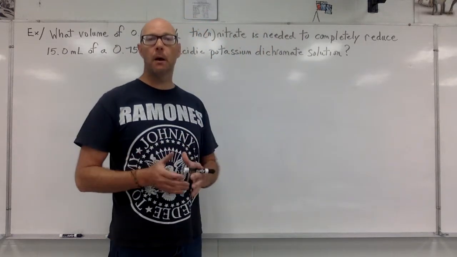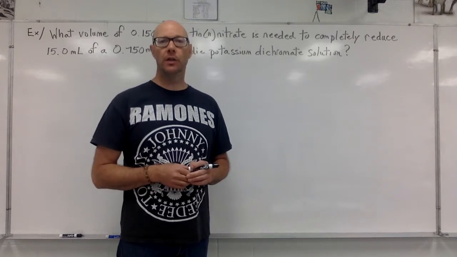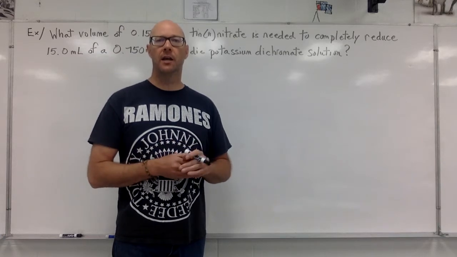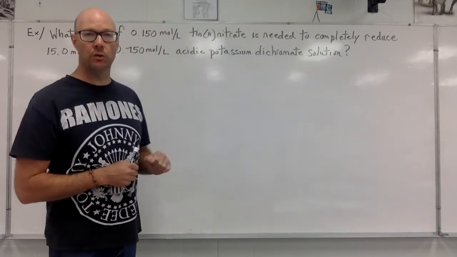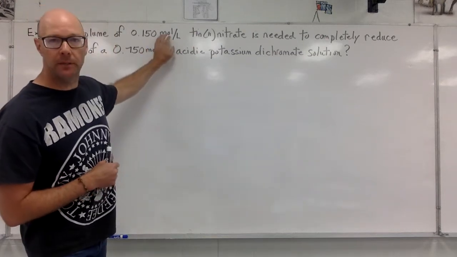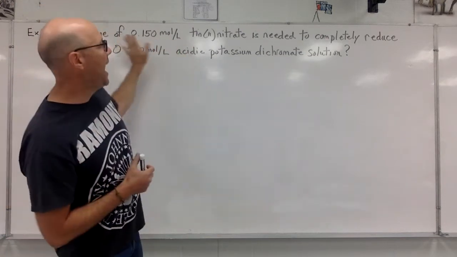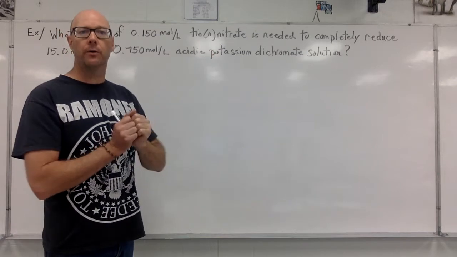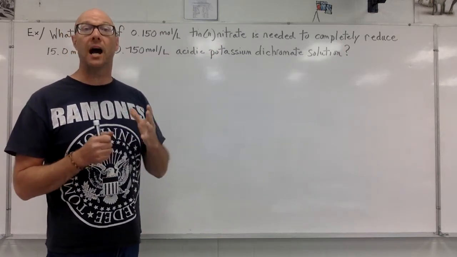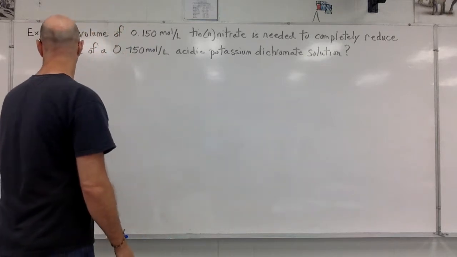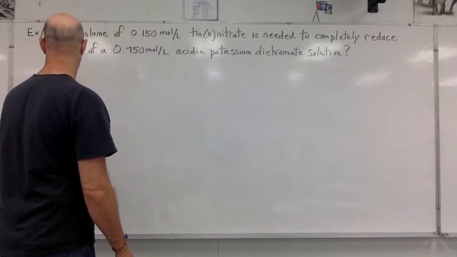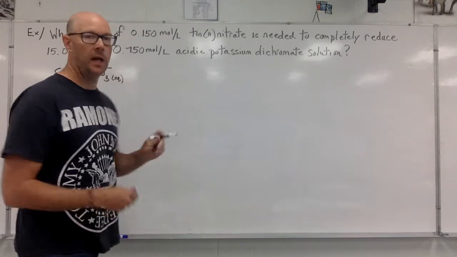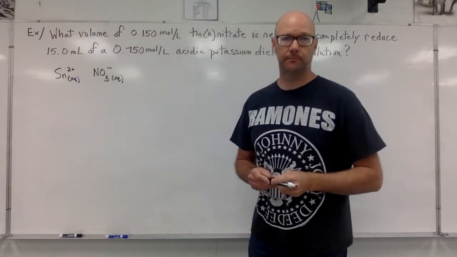Our first job is to come up with the net ionic equation. We're going to do that by following the five-step method, the first step of which is to make a list of all the substances that are present. We have tin(II) nitrate. A solution of tin(II) nitrate, it's implied because it has a concentration, doesn't specifically have the word solution there, but it's absolutely implied that this is a solution. This is an ionic compound, so it's going to dissociate. We're going to put those ions into our list: tin(II) ions and nitrate ions.